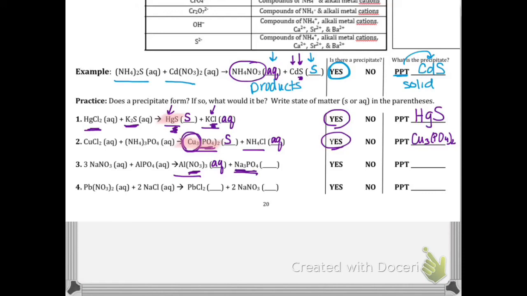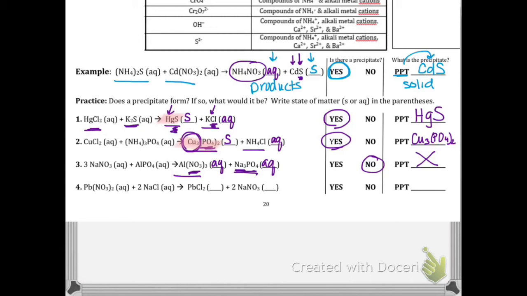So you're going to look over here and you're going to say, hey, this is aqueous here. So here you have no solid. So the answer is no. I don't have any solids. So over here you can just put an X because there is no precipitate. We do not have a solid compound.